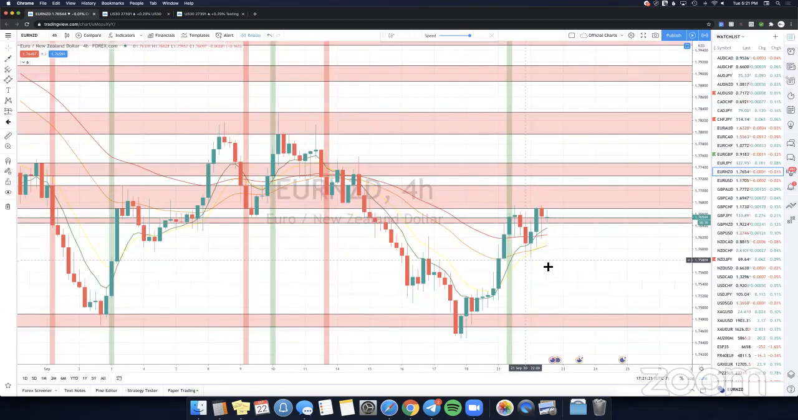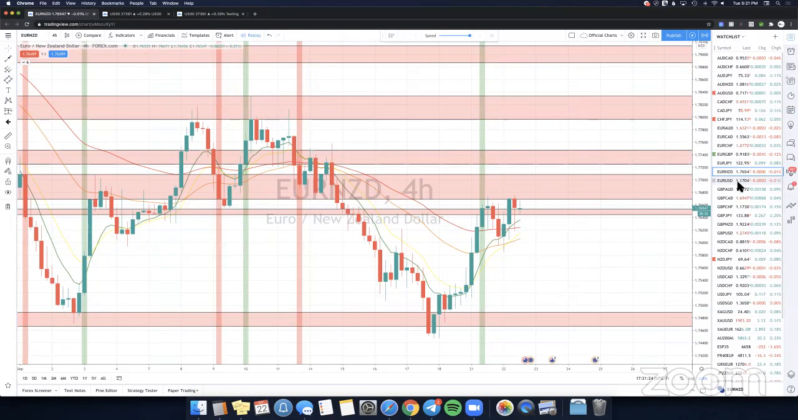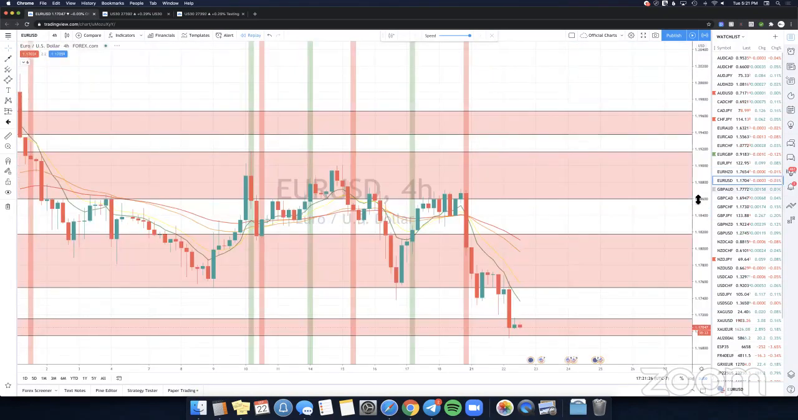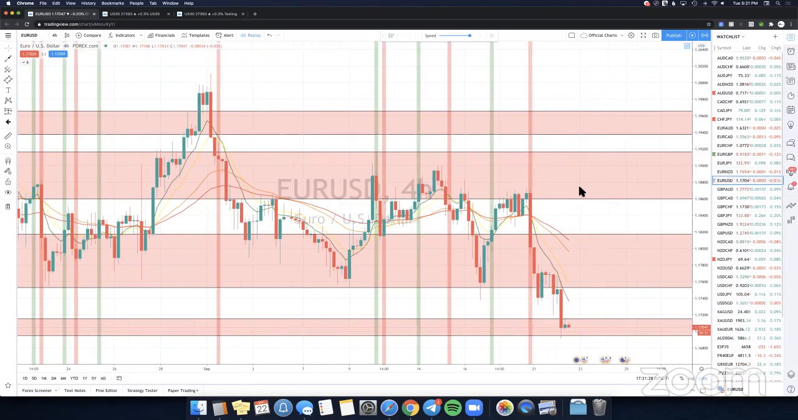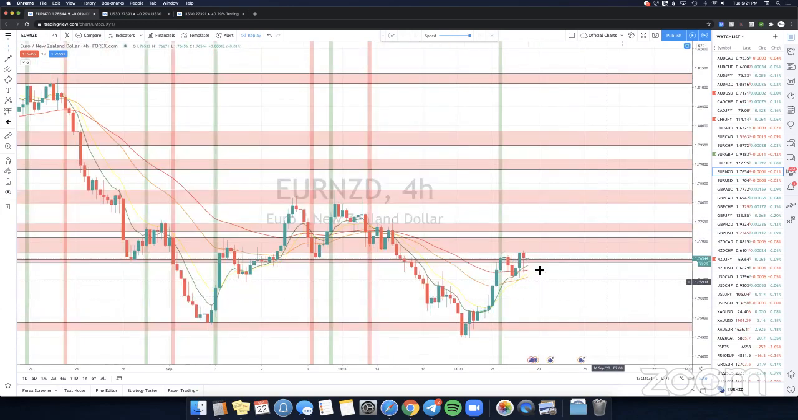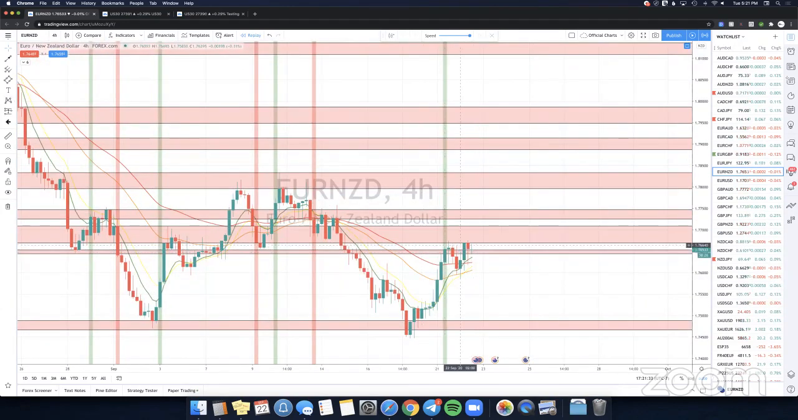Let's see, Euro NZD, nothing there. The reason why I don't see anything here is because it's within these zones right here. Like I mentioned, whenever it reaches these zones, it might just consolidate a little bit until it breaks above it, or it comes back down and shoots below. So it's just a little too risky.